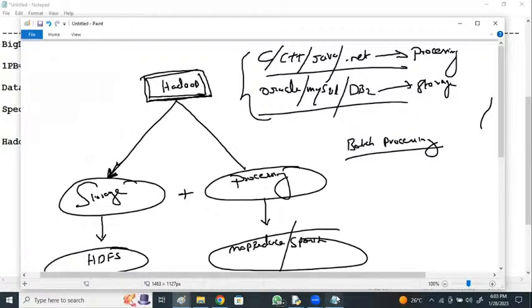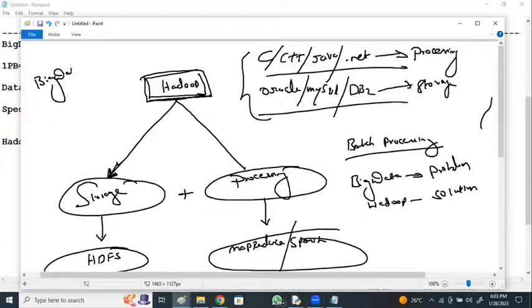Now, understood, right? What is big data, Hadoop? If I take big data as a problem, huge data generation, then I can say Hadoop is the solution for it. Or if you talk about big data as a concept, Hadoop is the solution for it.